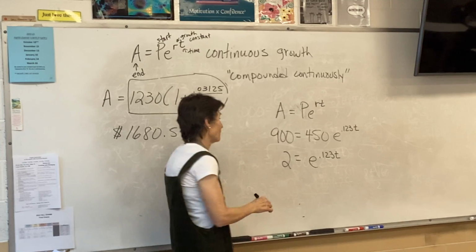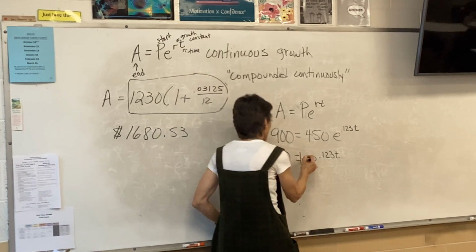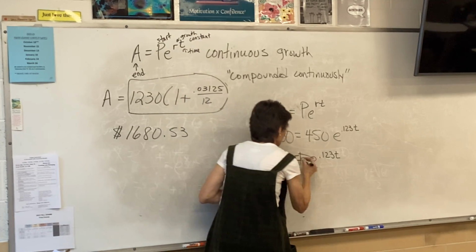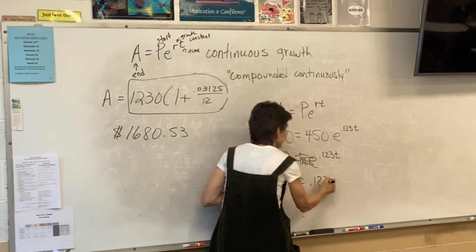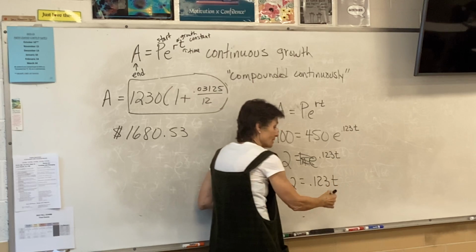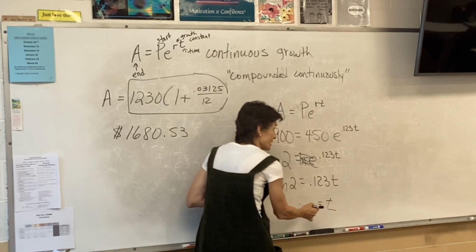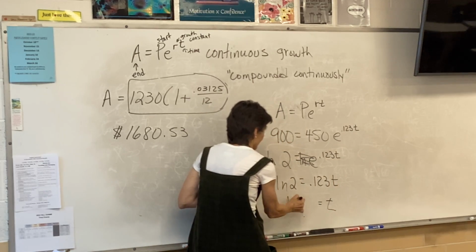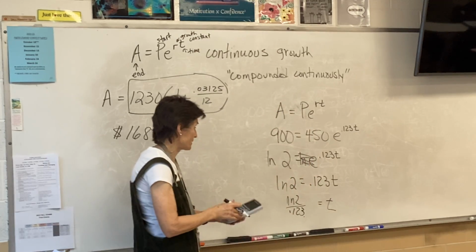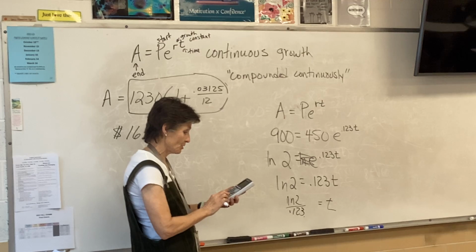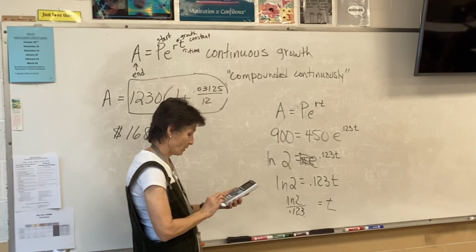Natural log both sides. I'm going to natural log both sides because we have an E. Gone. So ln2 equals 0.123t. So what am I going to do to get t? Natural log 2 and then divide that by 0.123. Bingo. Don't forget to close your parentheses after the 2. ln2 divided by 0.123.